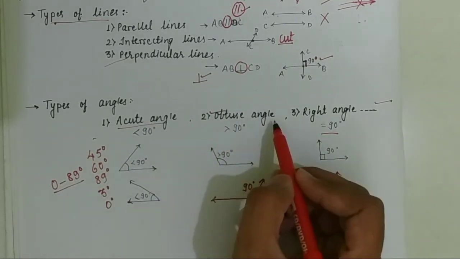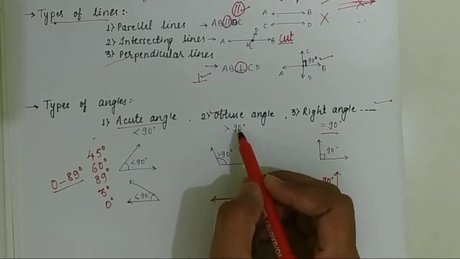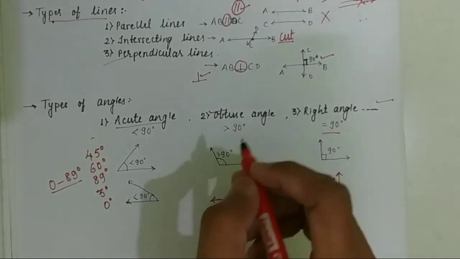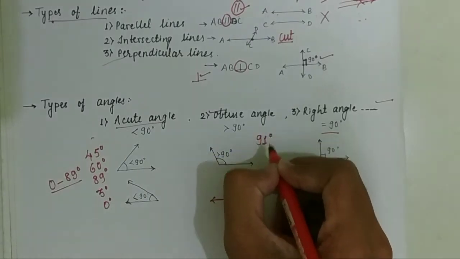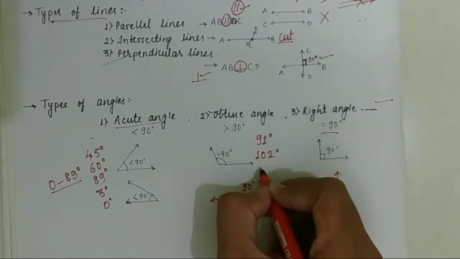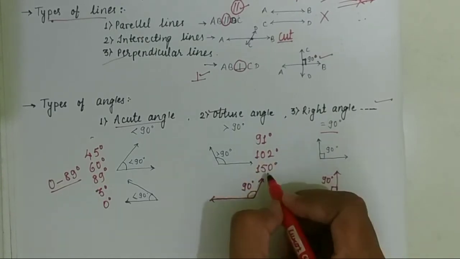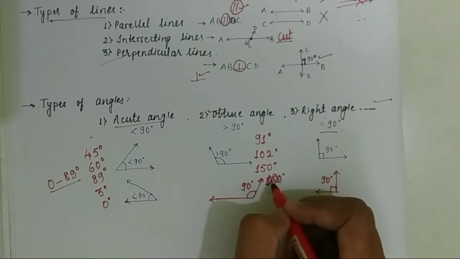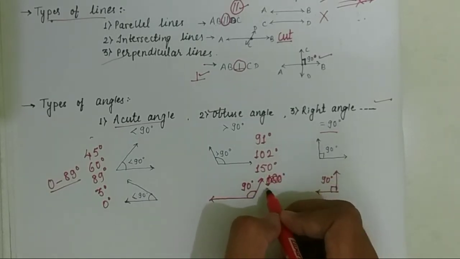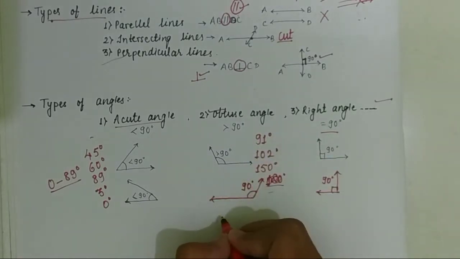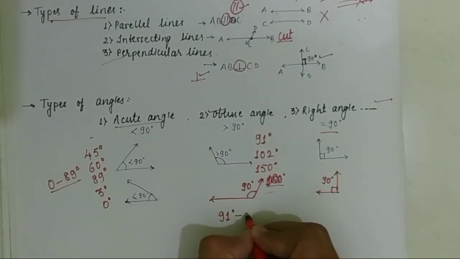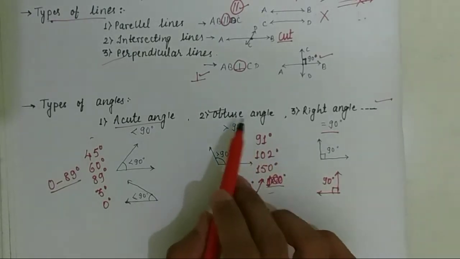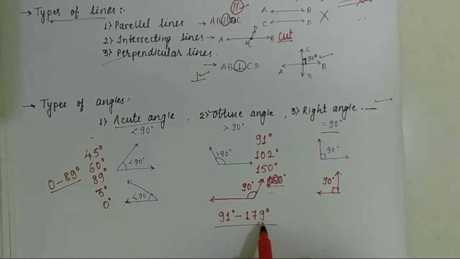Then second is obtuse angle. Obtuse angles are the angles which are greater than 90 degrees. Means when we measure using a protractor, they are going to measure greater than 90 degrees, such as 91 degrees, 102 degrees, 150 degrees. 180 degrees will be a straight angle, so we will not count it as an obtuse angle. But from 91 degrees to 179 degrees, these angles will be called obtuse angles because these are greater than 90 degrees.